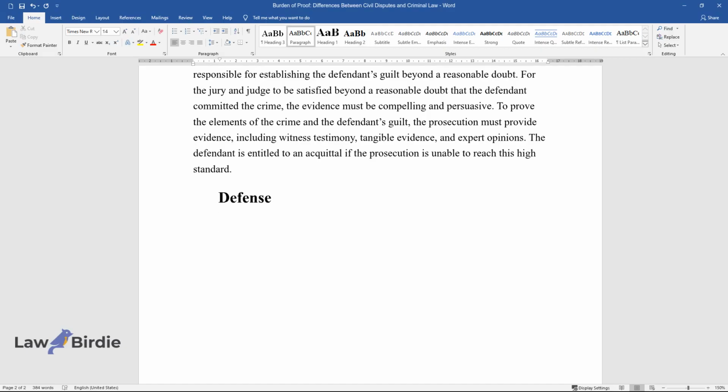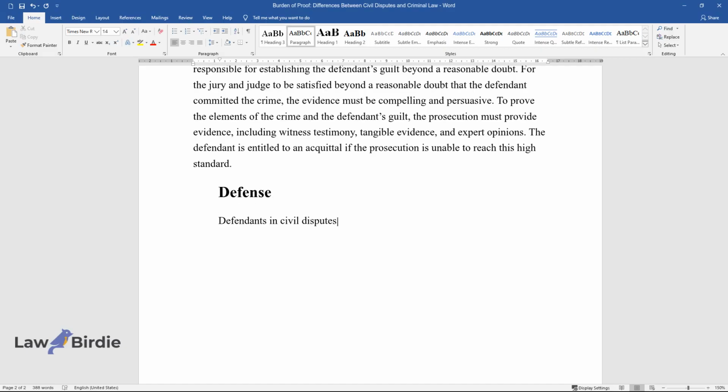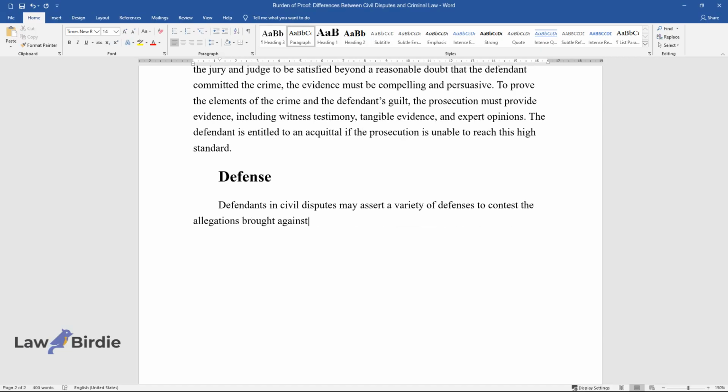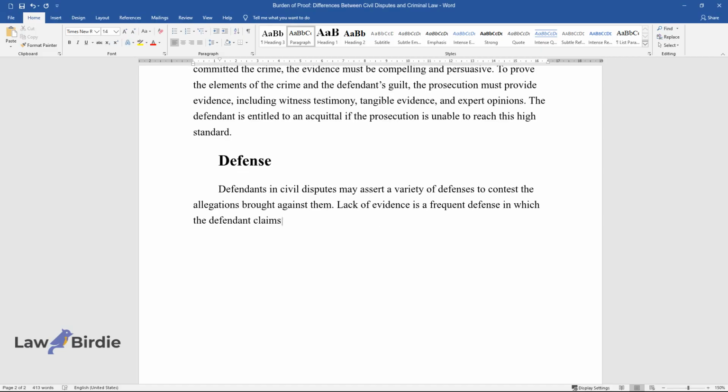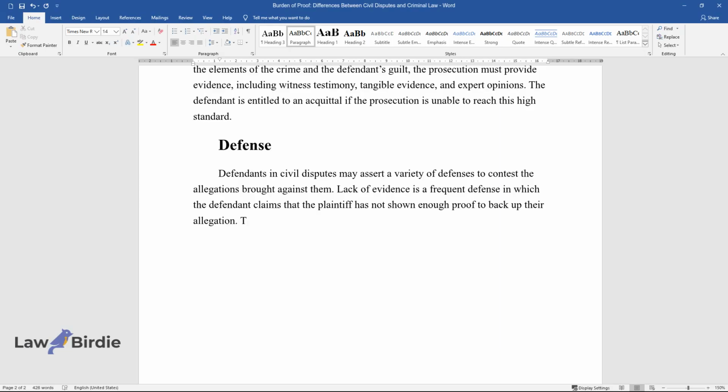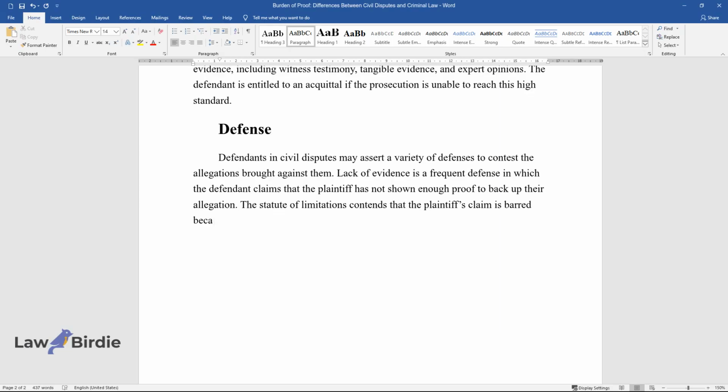Defense. Defendants in civil disputes may assert a variety of defenses to contest the allegations brought against them. Lack of evidence is a frequent defense in which the defendant claims that the plaintiff has not shown enough proof to back up their allegation. The statute of limitations contends that the plaintiff's claim is barred because too much time has elapsed since the claimed occurrence, which is another line of defense.